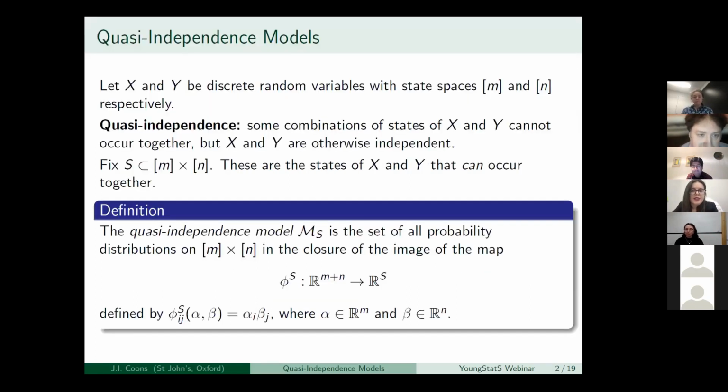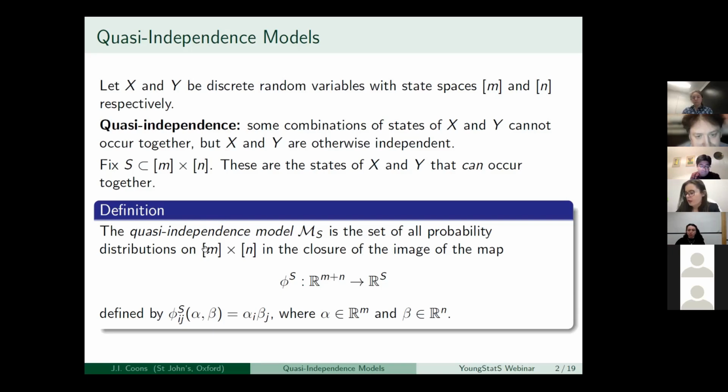Okay, so first let's talk about quasi-independence models and what these are. We'll take X and Y as two discrete random variables with state spaces 1 through m and 1 through n respectively. Quasi-independence is a situation in which some combinations of states of X and Y cannot occur together, but otherwise they're independent. To specify a quasi-independence model, we'll fix some set S in [m] cross [n], and these will be the set of states that can occur together.